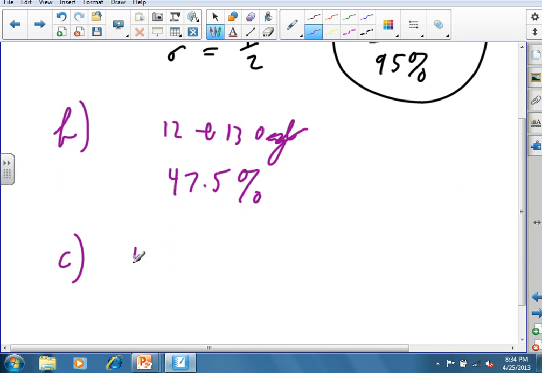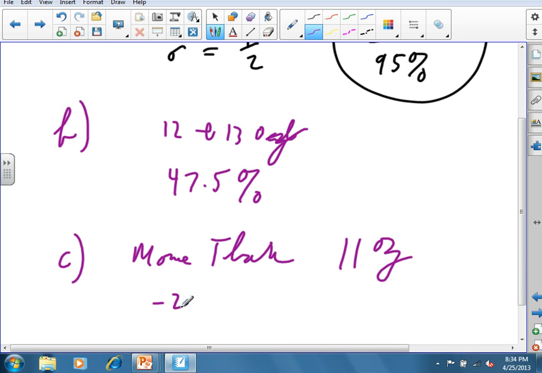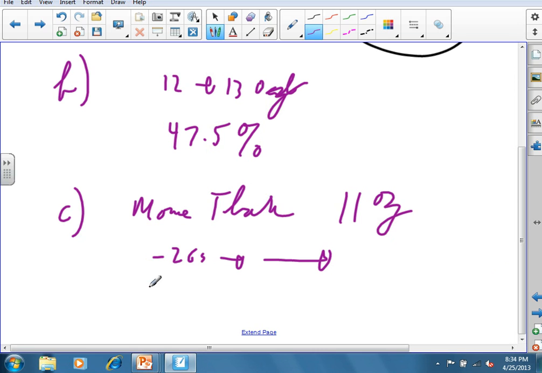C, it weighs more than 11 ounces. So that means it's going to be between minus 2 standard deviations and all the way up. 100 minus 2.5, 97.5%.